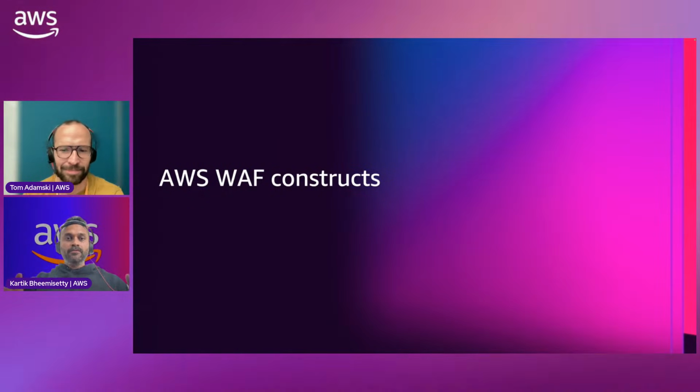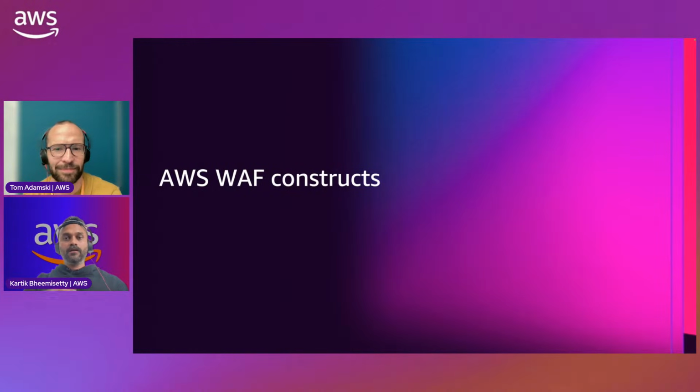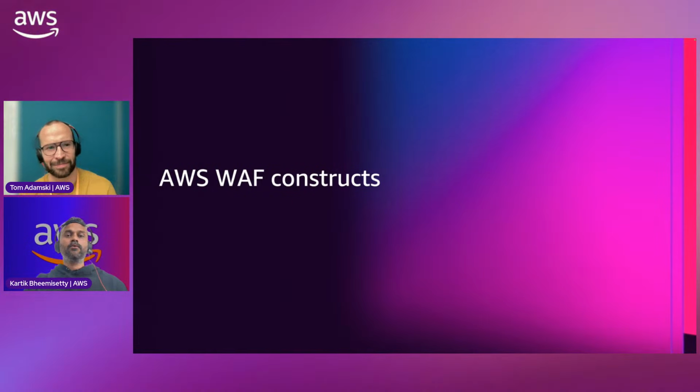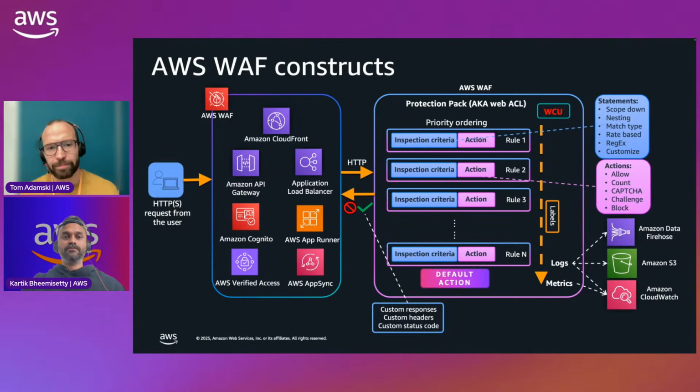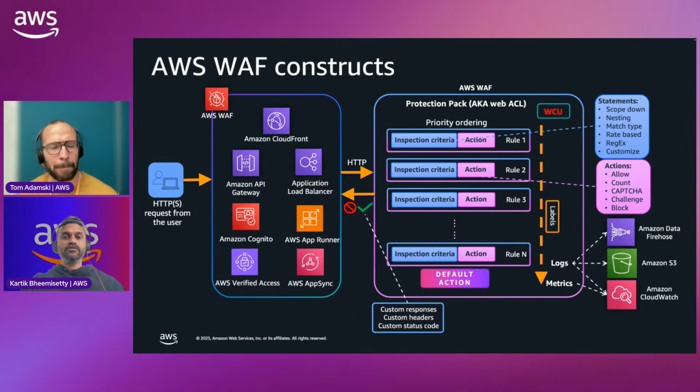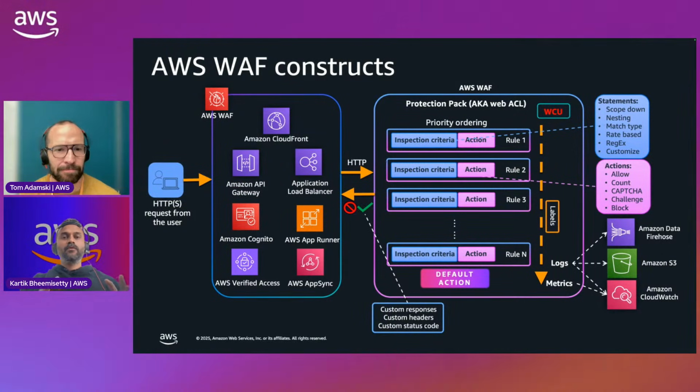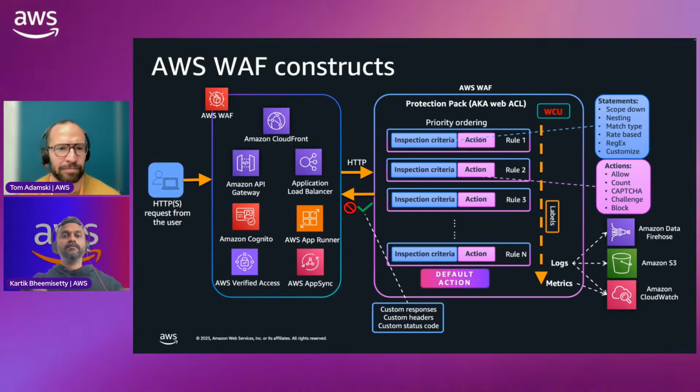Now we gave you information on how the new console looks and how you can configure it quickly. Now, what are the basic constructs of AWS WAF? As of today, you can protect 7 AWS resources with AWS WAF, like CloudFront, API Gateway, Load Balancer, Cognito, App Runner, Verified Access, and AppSync. The most common services that customers use AWS WAF with are CloudFront, API Gateway, and Application Load Balancer.